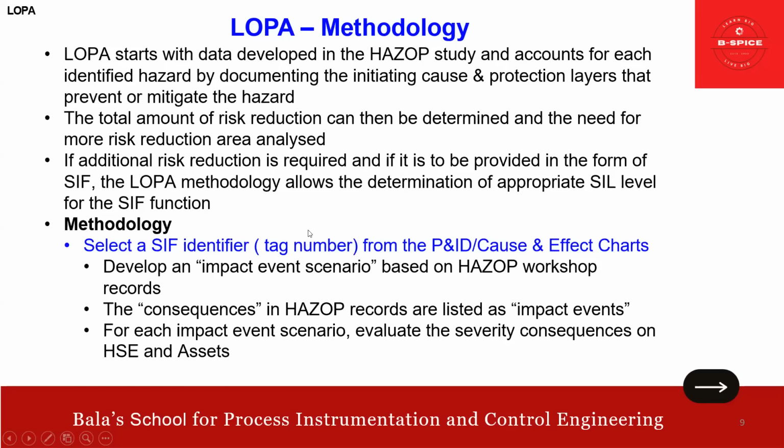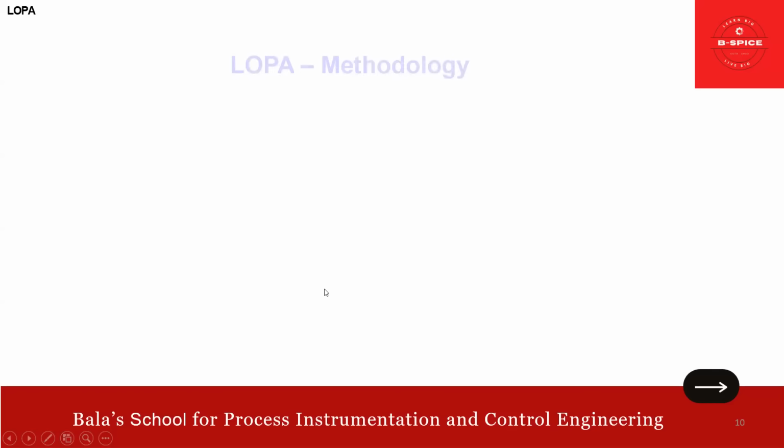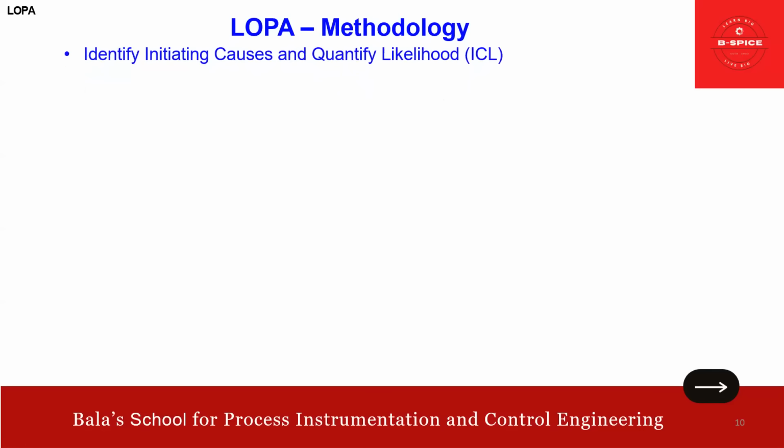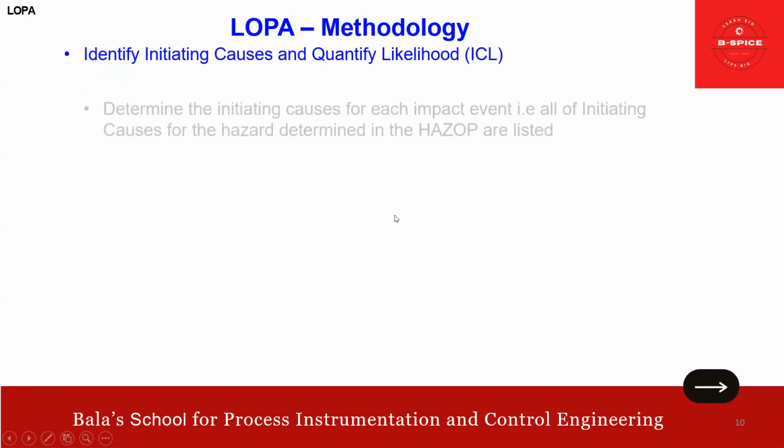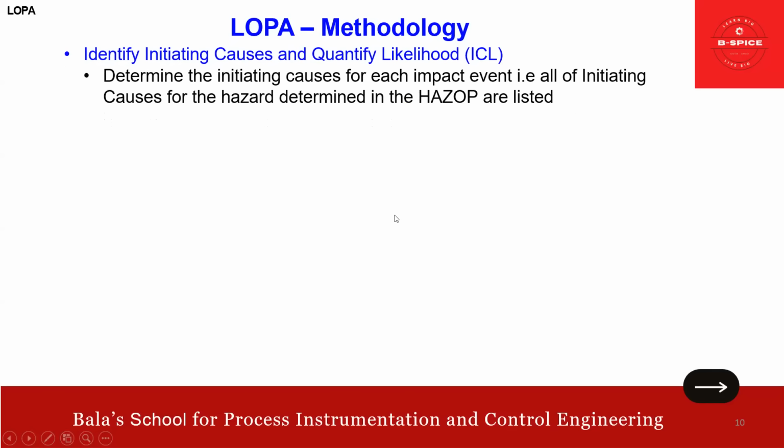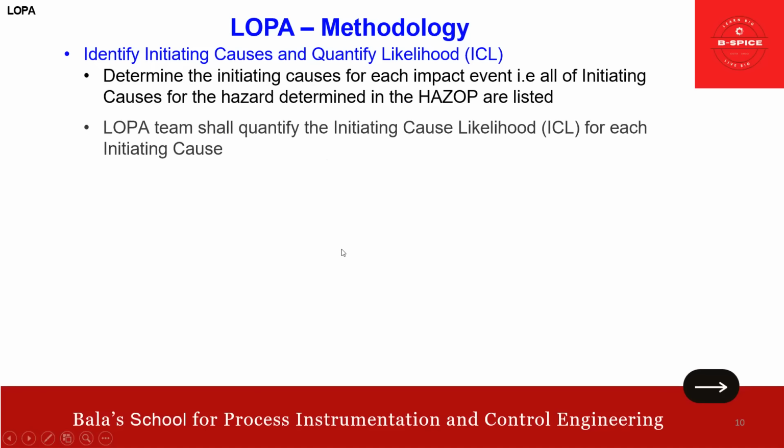Now we know the SIF identified and the HAZOP scenario also we identified. Now, first thing, identify initiating causes and quantify likelihood. We call it ICL. Identify initiating causes, IC, and likelihood. So determine the initiating cause for each impact event, meaning all of the initiating causes of the hazard determined in the HAZOP.